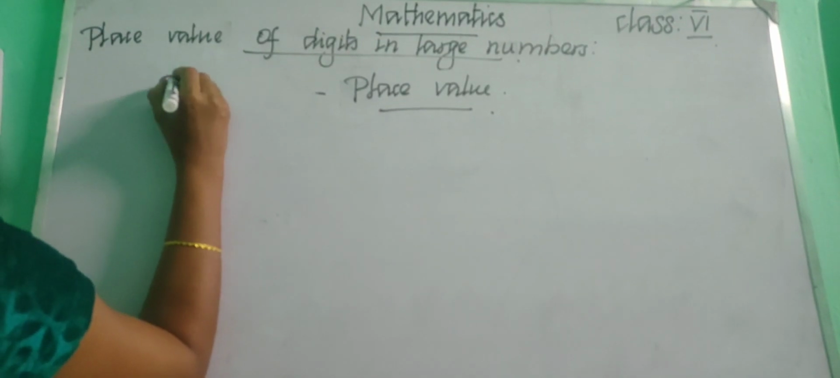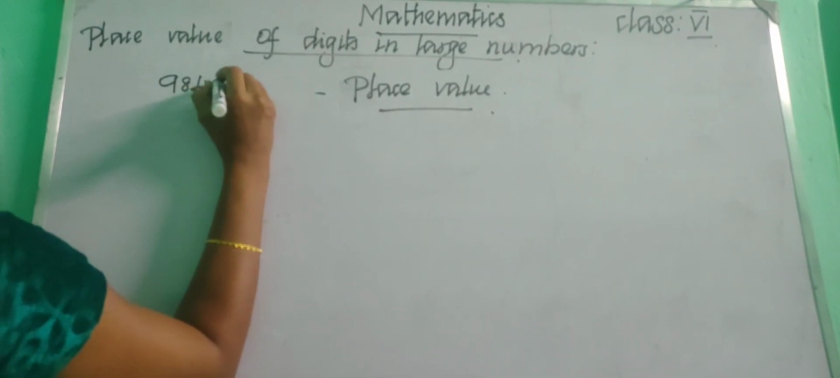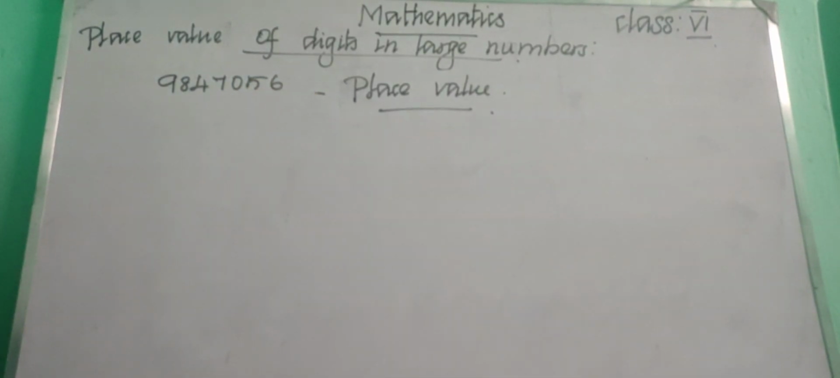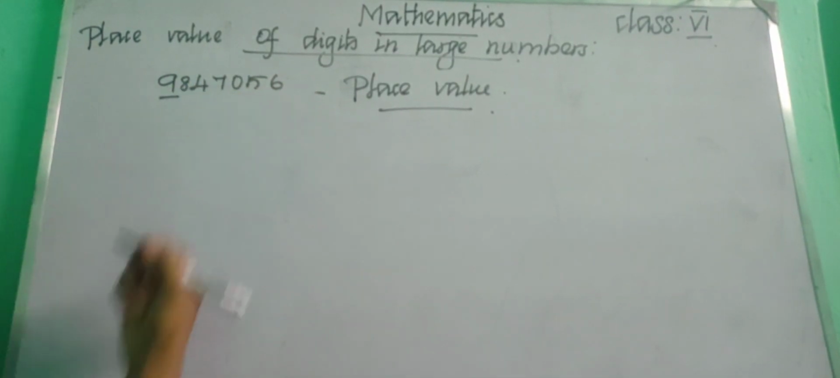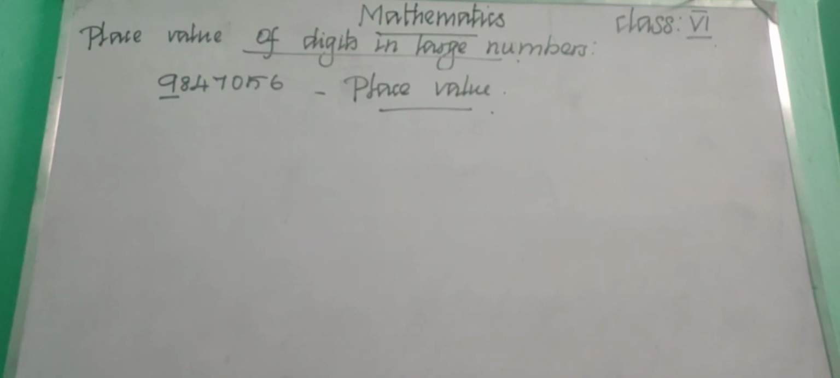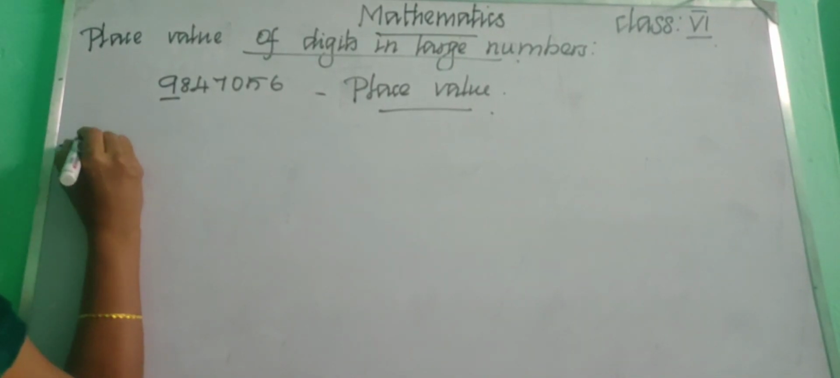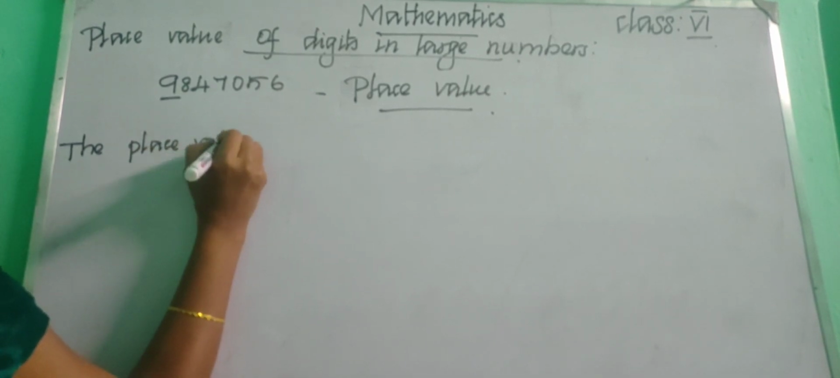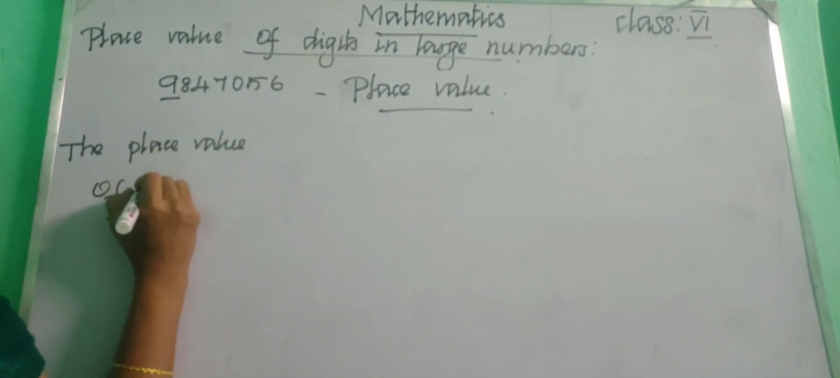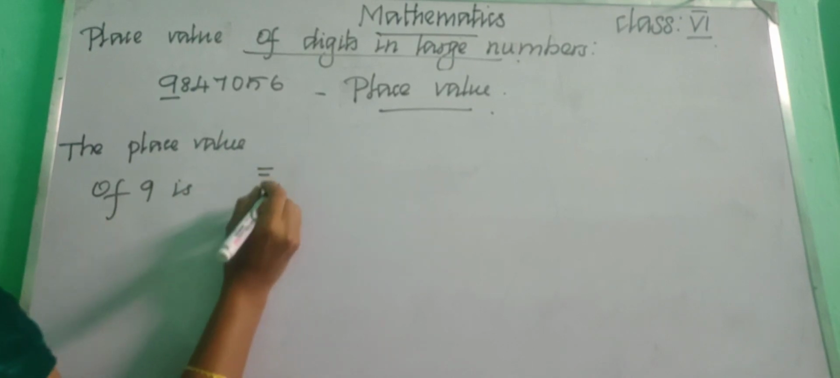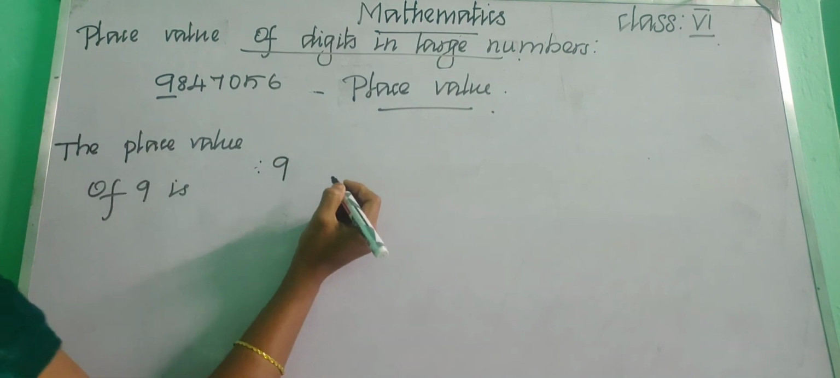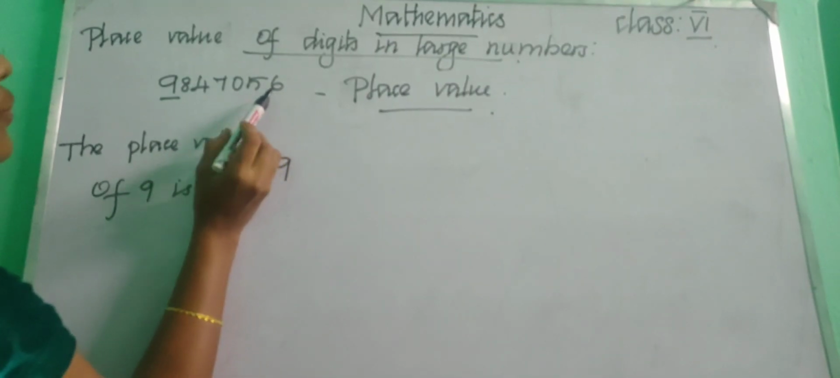See, here we are having 9847056. This is the number we are having. So we need to find the place value of this 9. How will you find? First of all, we need to write the place value of 9 is. First of all, what we need to write? Put the numeral 9. And then, what we need to do?